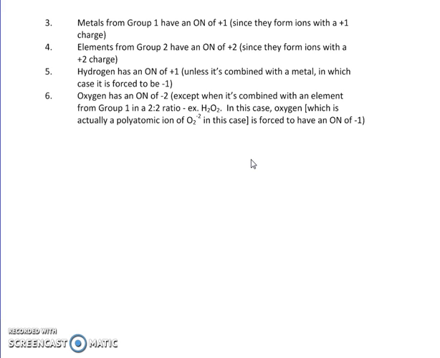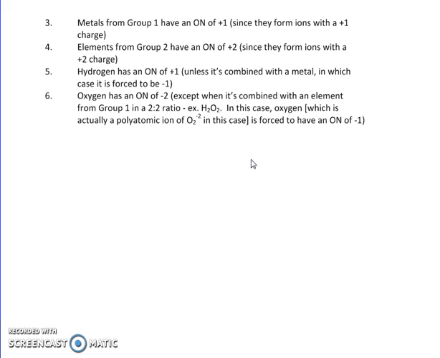Hydrogen does usually have a charge of positive 1, or an oxidation number of positive 1. However, if it's combined with a metal, the metal has to have a positive charge because metals lose electrons when they form ions. So, since the metal has to be a positive charge, the hydrogen is then forced to be -1. So hydrogen will usually be positive 1, unless being combined with a metal, it is forced to be -1.